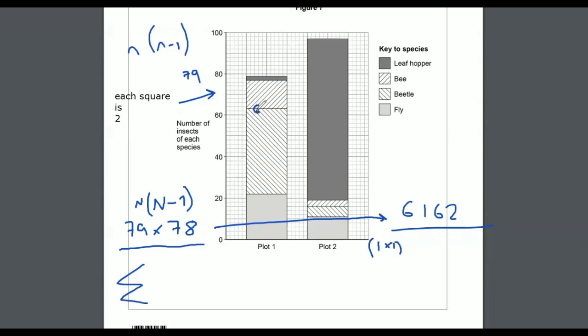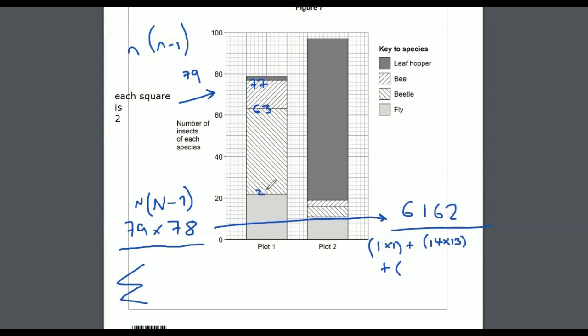The next one, I want to go up here and work out what this is, bearing in mind each square is 1. That's 2.5 squares. So that's 63. And then that goes up to that bar, which is 77. So 77 minus 63 is 14. So I want to do 14 times 14 minus 1. So that's 14 times 13.